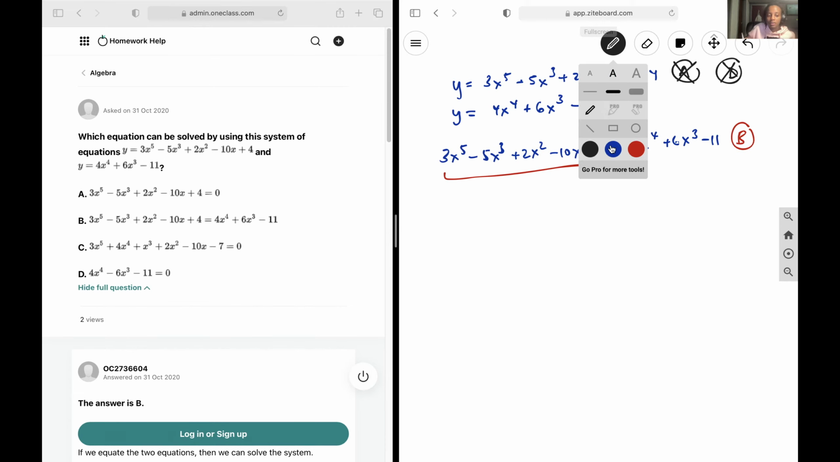So let's just check out C quickly by moving everything to one side. It's what you'd get if you decided to solve this by subtracting them.